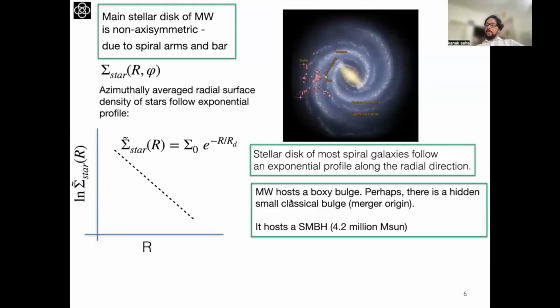The Milky Way hosts a boxy bulge as well. Perhaps there is a hidden small classical bulge of merger origin, and it hosts a supermassive black hole of 4.2 million solar mass, as I said earlier.